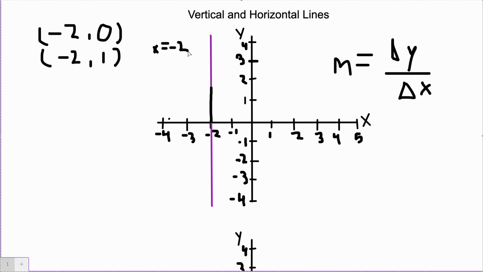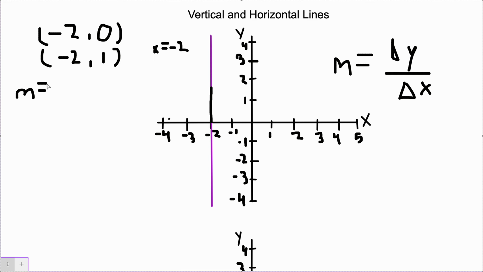That's the function. And we also can't determine how y is increasing with respect to x because x is not increasing. It looks like it just goes up infinitely with no change in x. So let's see how this plays out mathematically.